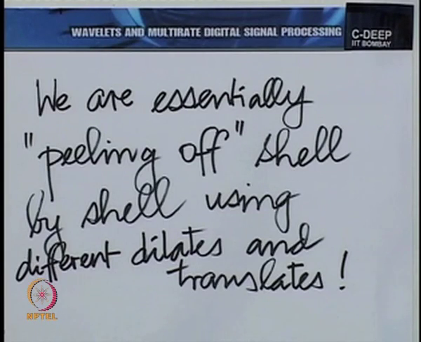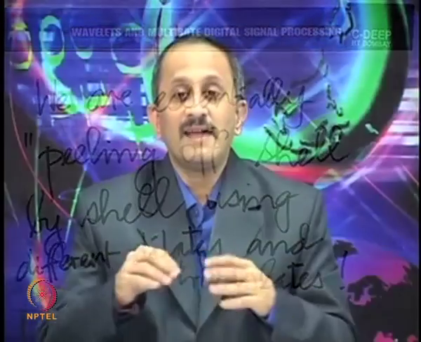And there again a little more detail. Different dilates correspond to different resolutions, and different translates essentially take you along a given resolution. So, that is the relation between peeling off shells and dilates and translates. Now, all this is an informal way of expressing this. We need to formalize it, and that is exactly what we intend to do in the lecture today.